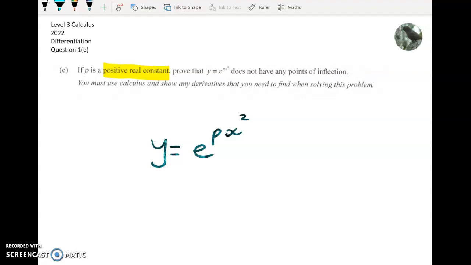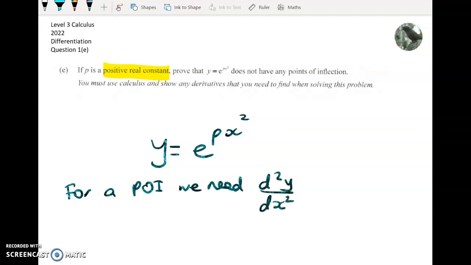So I guess the first thing to say is, what do we need for a point of inflection? Right? So for a point of inflection, we have to have the second derivative equaling 0. Now, it's not that if we have the second derivative equaling 0, we've definitely got a point of inflection.